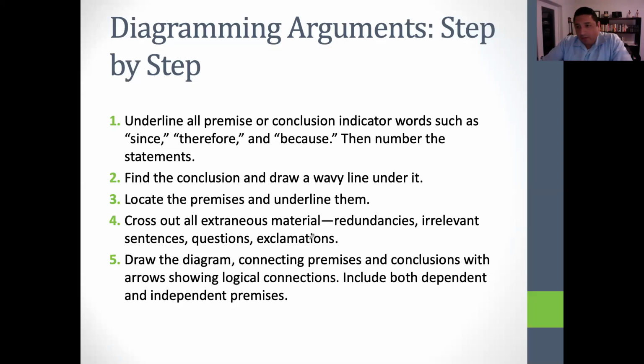Step 4, cross out all extraneous material. That would be any material that is redundant, irrelevant, right? Things that are non-statements like questions and exclamations. And then you're going to draw the diagram, connecting premises and conclusions with arrows showing logical connections. And we're going to have ways of capturing the fact that premises are either dependent or independent.